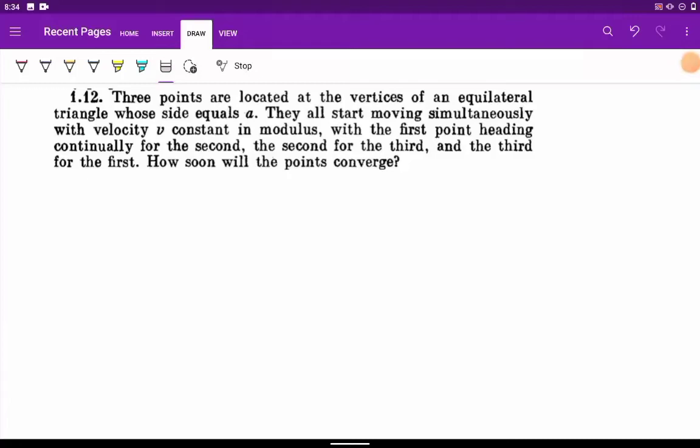So this particular problem is about taking one single particle as a reference and then seeing how the other particle travels with respect to that. So 3 points are located at the vertices of an equilateral triangle whose side equals A. They all start moving simultaneously with velocity v constant in modulus. So by modulus it means magnitude.